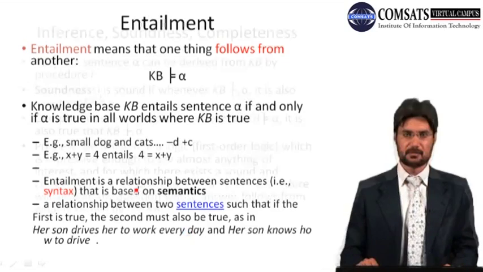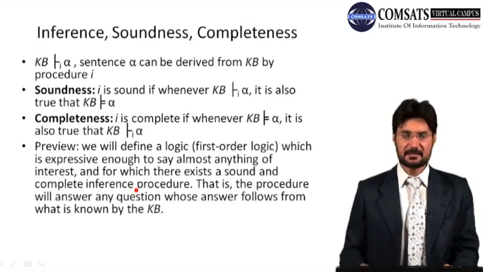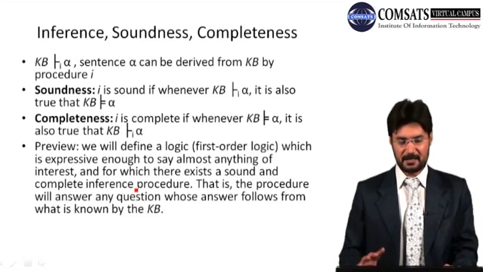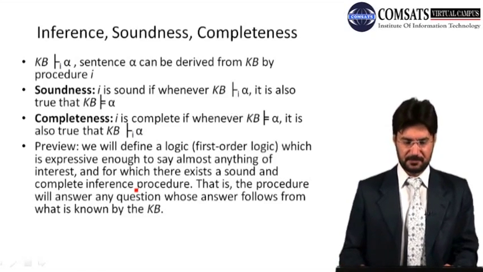Now we move to the next slide, and it is about inference, soundness and completeness. What it means is that if we have a knowledge base that entails I alpha, which means sentence alpha can be derived from a knowledge base by procedure I. So if we have an I procedure, we can get to alpha from a knowledge base.